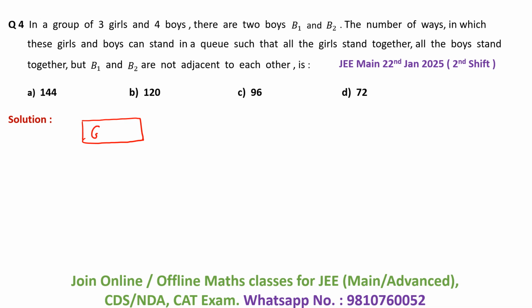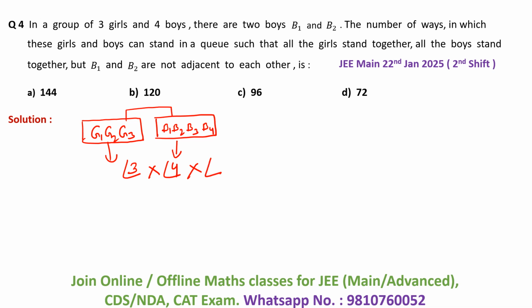So in one block, I am placing all the girls, and in another block, I am placing all the boys. G1, G2, G3 are girls. B1, B2, B3, B4 are boys. Now these girls can be arranged among themselves in this block in 3 factorial ways, and this particular block has 4 boys. So these 4 boys can be arranged among themselves in 4 factorial ways, and then we can permute these two blocks among themselves in 2 factorial ways. Fine. So if I call this value as n1, then n1 comes as 288.